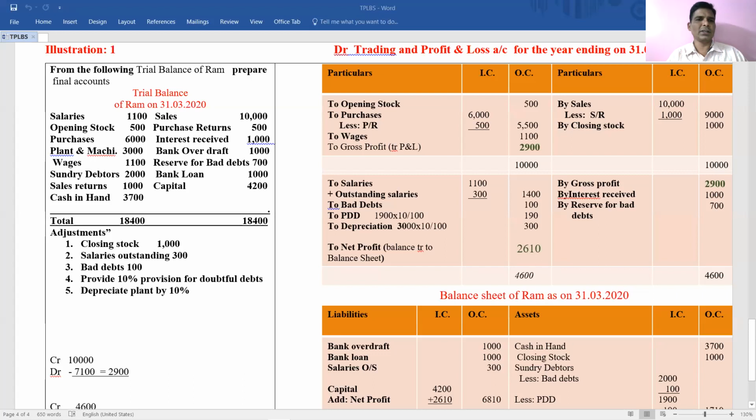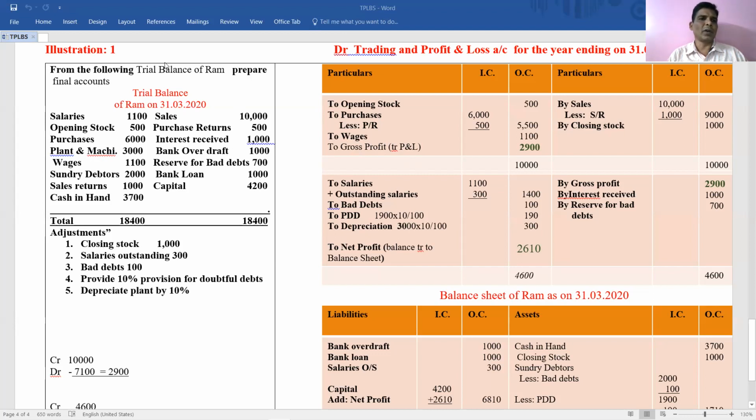So in this last video lesson, I am explaining one final accounts problem with 5 to 6 adjustments. In the previous video lessons I explained all the adjustments, but students may not understand them unless they have an example, an illustration. You see here, we have illustration one. Here a trial balance is given and adjustments are also given.